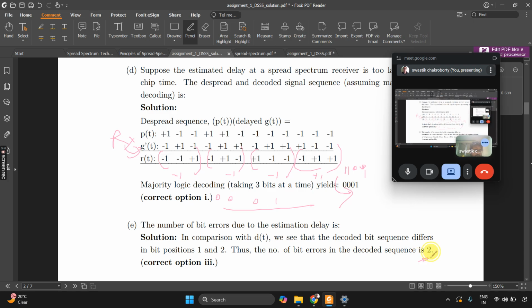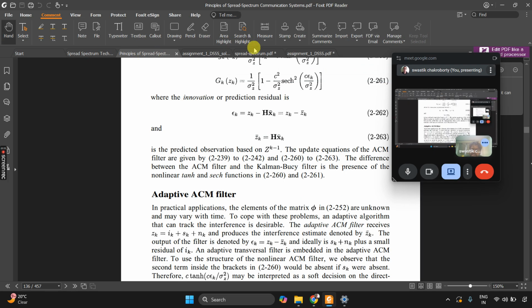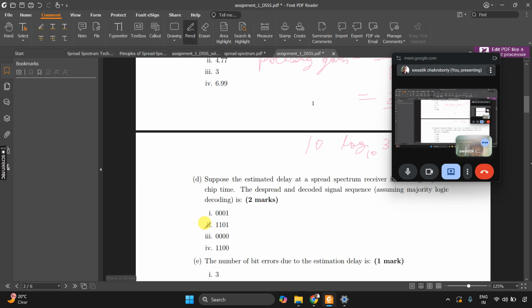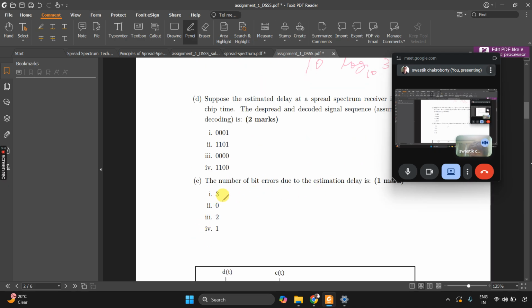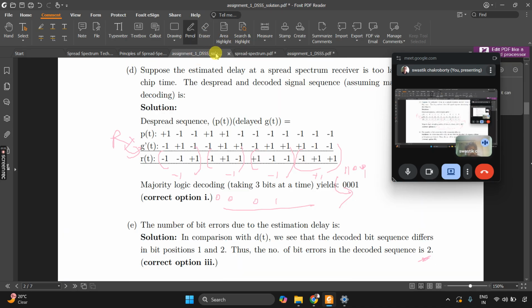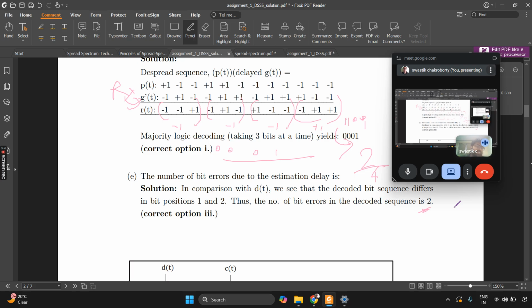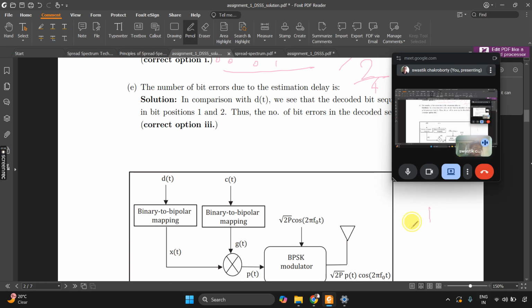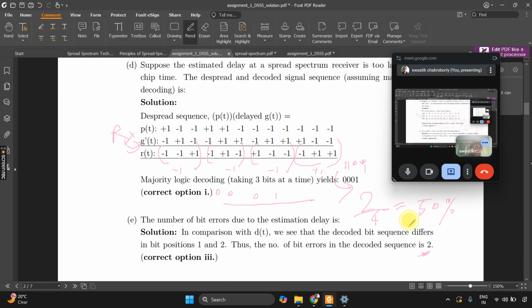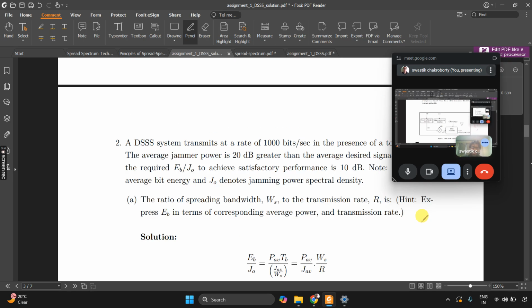So how many errors are there? 2 errors are there. So that was the next question, so we have solved the next question too. The number of bit errors in estimation delay is 2. Because we wanted to transmit 1101, we ended up transmitting 0001. Now there were a total of 4 bits, and we committed errors in 2 of them. So it is a 50% bit error, which is as bad as it can be. Because of 1 by 300th of a second, we ended up with a 50% bit error rate.